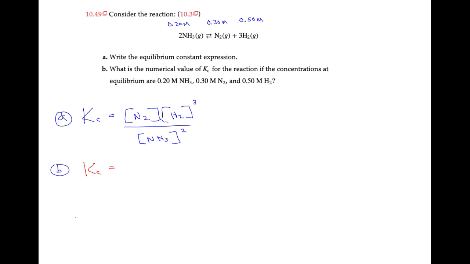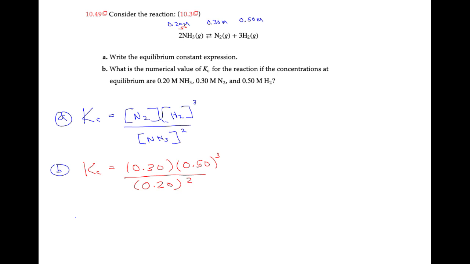So the concentration of my nitrogen is 0.30, so 0.30. I'm just going to leave out the units because our textbook generally leaves out the units in these questions. Multiplied by the concentration of hydrogen, which is 0.50, and I'm going to cube that. I divide it by the concentration of my ammonia, which is 0.20, and I'm going to square that.